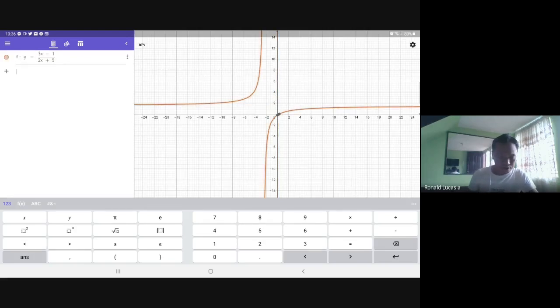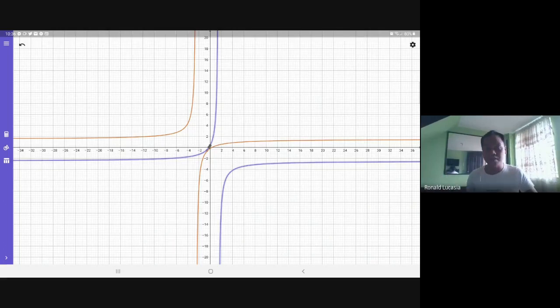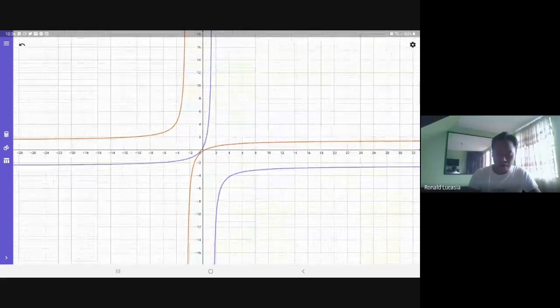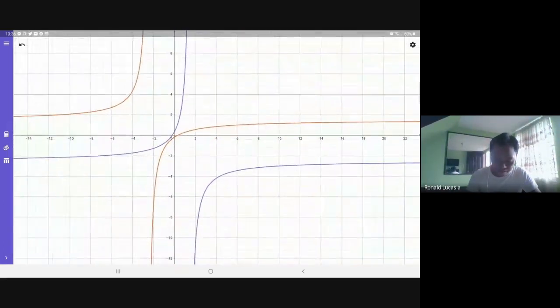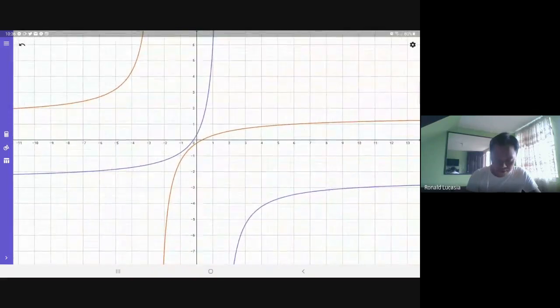And then the inverse function here is y is equal to, what's the inverse? Negative (5x minus 1) all over, let's divide, (2x minus 3). So I want you to observe the orange one. The orange one is the original function, while the violet graph is the inverse of the given function.